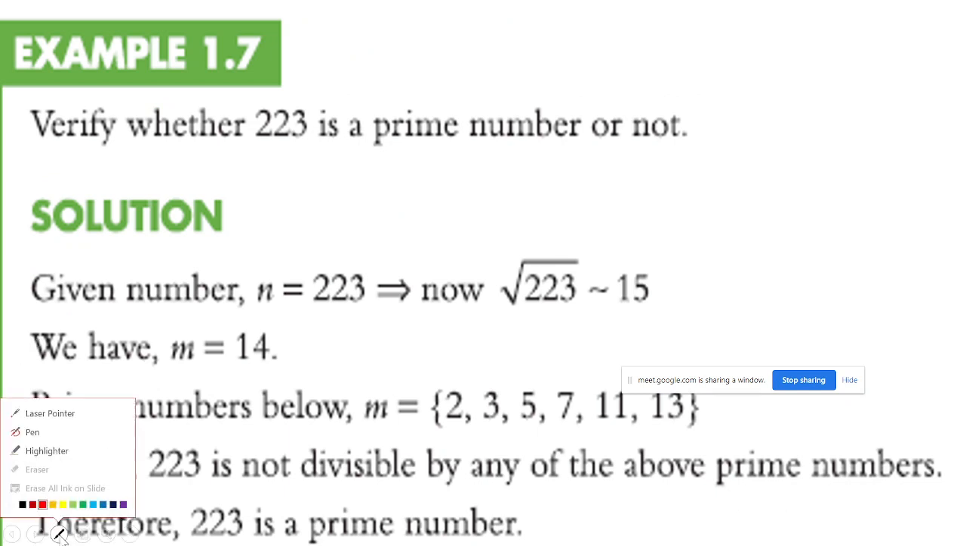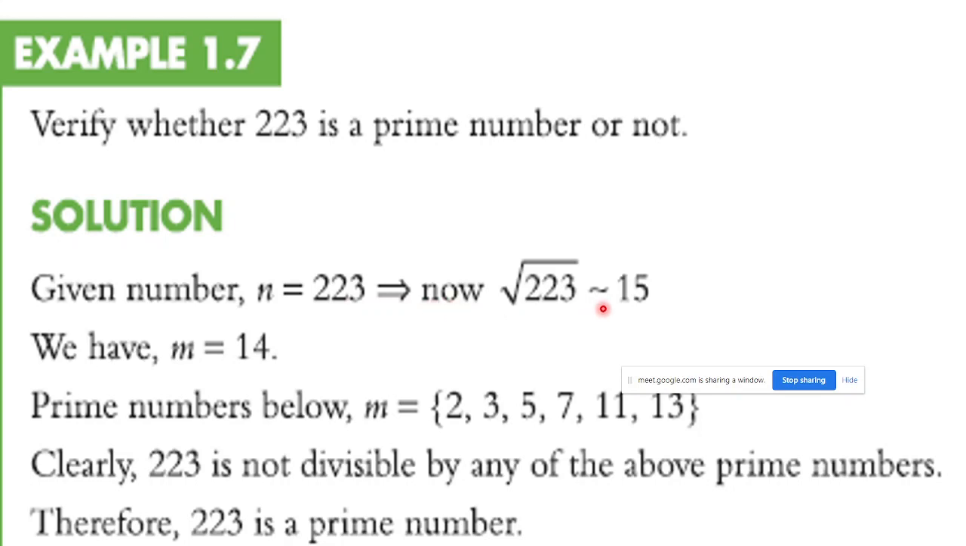See this example. Verify whether 223 is a prime number or not. We have to check whether the given number is a prime number or not. First of all, we assume the given number is n. Now we have to find the square root of 223.